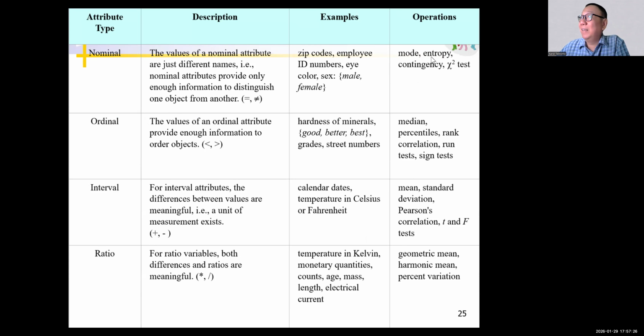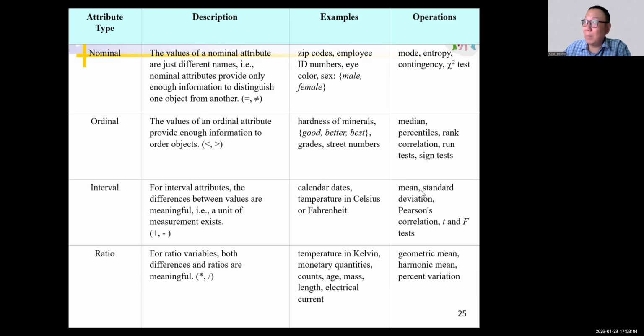Okay, central tendency. If you have ordinal data, you talk about the median. In nominal data, you can compute entropy, there is a contingency table, the chi-square test, and so on. But in ordinal data, you can have more than the nominal: median, percentile, rank, correlation, and so on. This is non-parametric statistics. But in quantitative data types, interval and ratio, you will have many more operations.